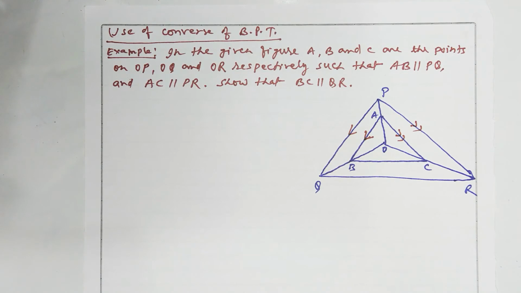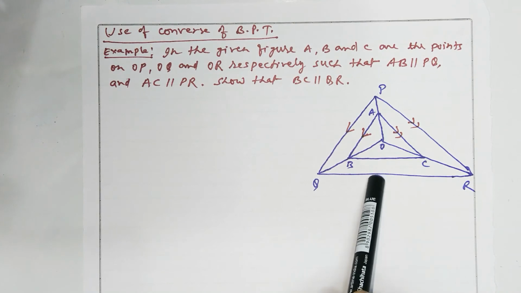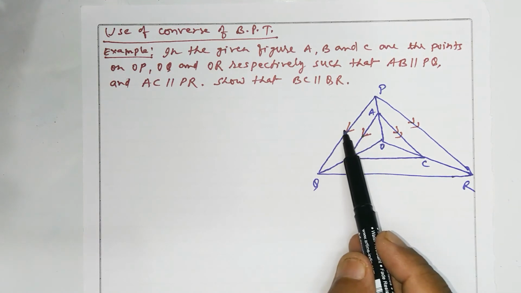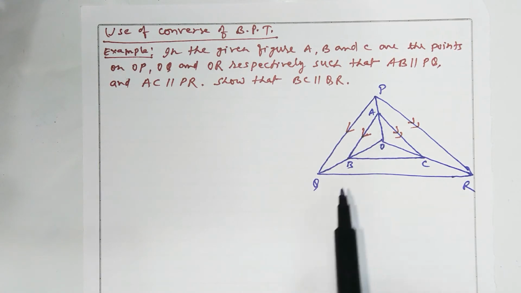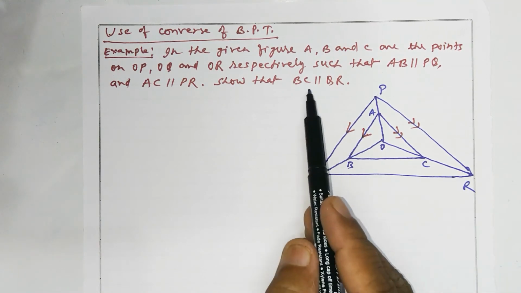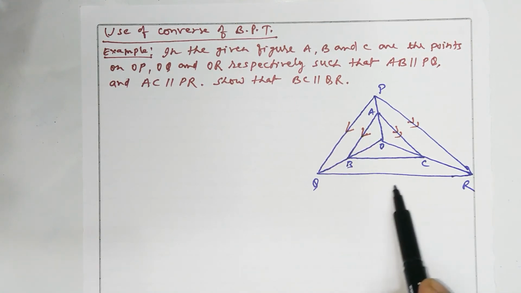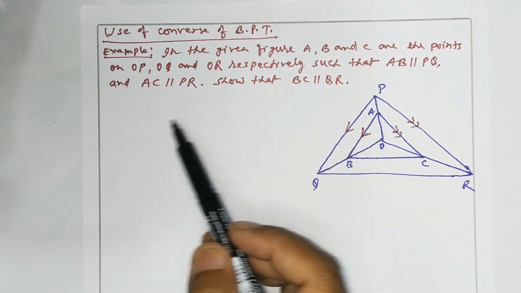In this question we use both BPT as well as the converse of BPT. So this is a very good example to understand the application of BPT as well as the converse. When we use BPT, the line parallel is given, then the ratios are equal. But when we use the converse of BPT, the ratio is given equal and we need to show the lines are parallel. Here we have to prove BC is parallel to QR, so we use the converse of BPT, and when parallel is given, we use the direct theorem of BPT. So the solution now.